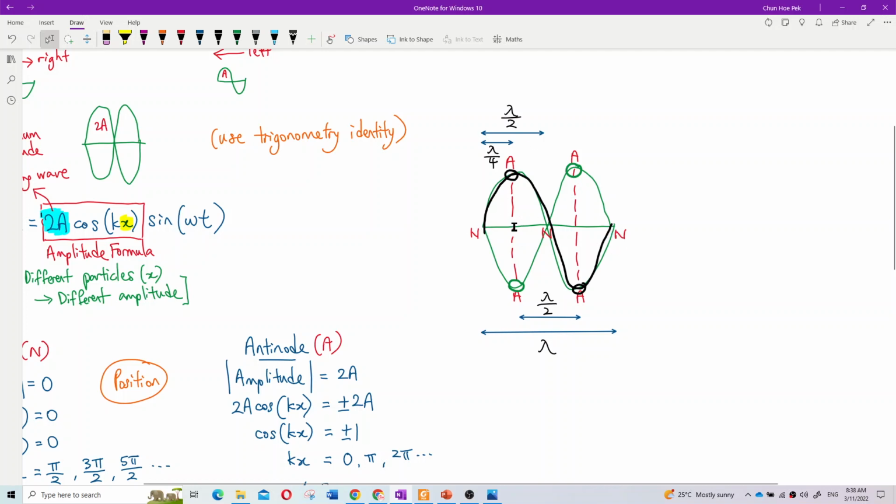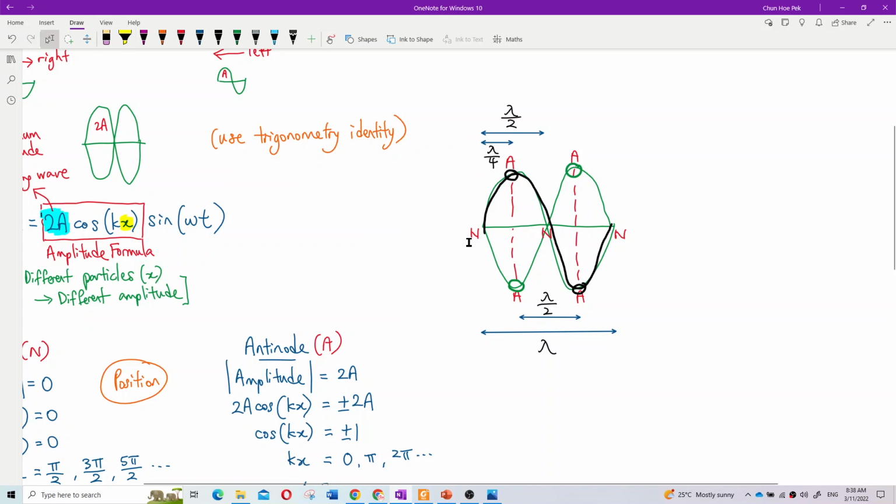From node to node, node to the second node is half wavelength. And then from empty node to empty node is half wavelength. And then from node to empty node is what? Node to empty node is 1/4 wavelength. Understand, class? 1/4 wavelength.